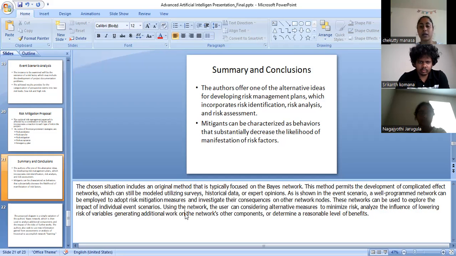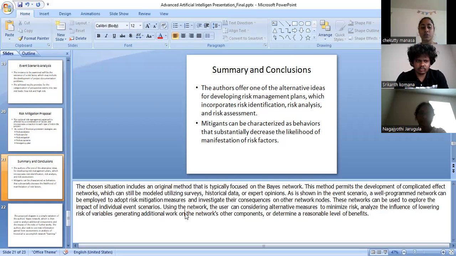Mitigants can be categorized as behaviors that substantially decrease the likelihood of manifestation of the risk factors. The chosen situation includes an original method that is typically focused on the Bayes network. This method permits the development of complicated effect networks, which can still be modeled utilizing surveys, historical data, and expert opinions. So as is shown in the event scenario, a well-programmed network can be employed to adopt risk mitigation measures and investigate their consequences on the other network nodes.